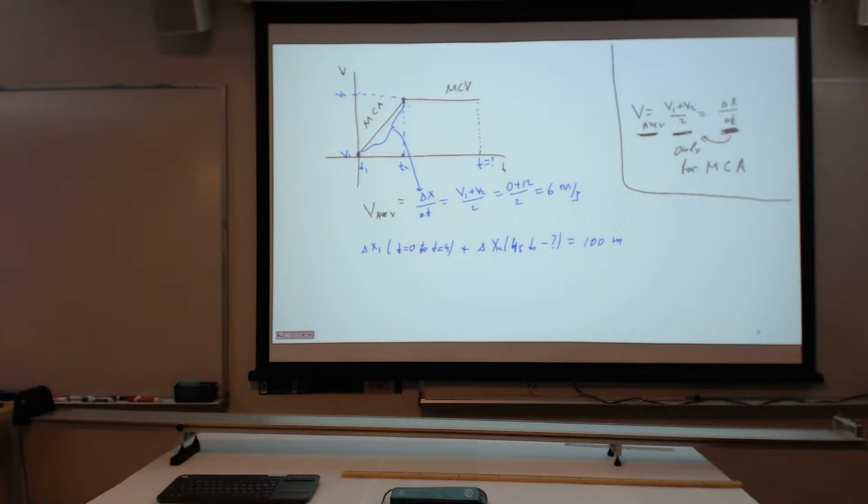So how do we calculate this displacement for the first 4 seconds? Well, for the first 4 seconds, the displacement is equal to that very average velocity times time, times 4. So it's going to be 6 times 4, 24.